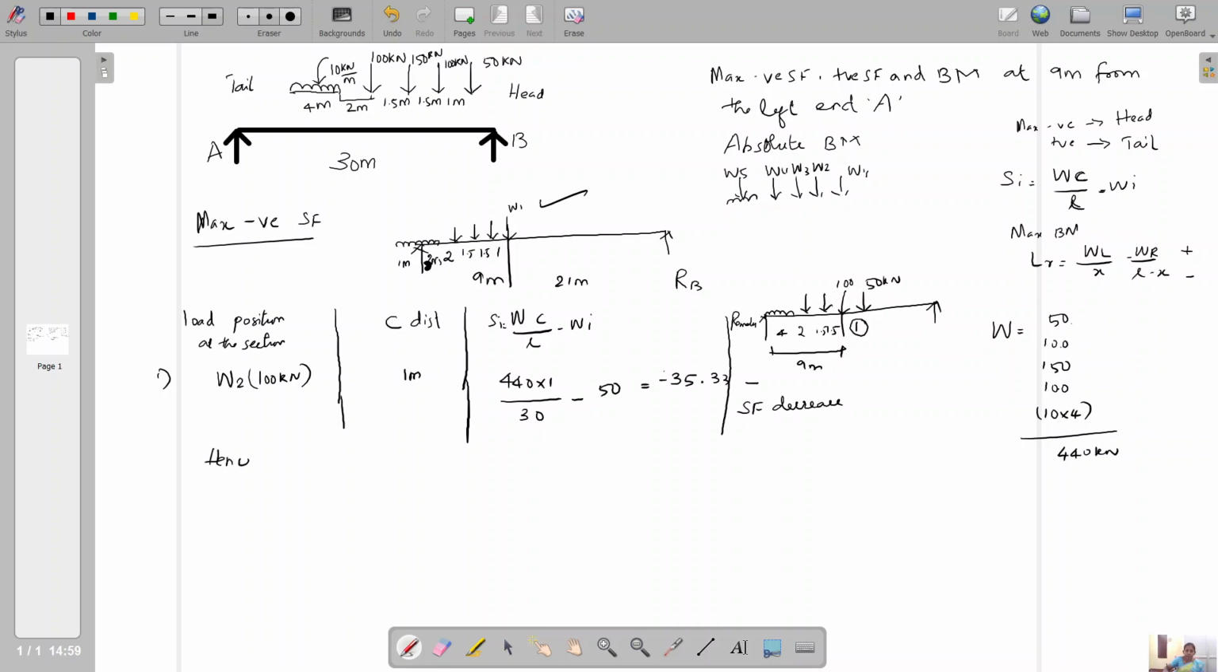Hence the W1, that is 50 kilonewton, should be placed over the section. Placed over the section. So this is our conclusion. Our trial has been finished with one time. So I am going to place the load.